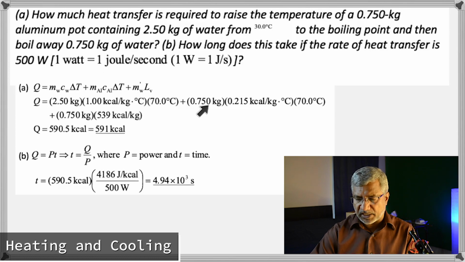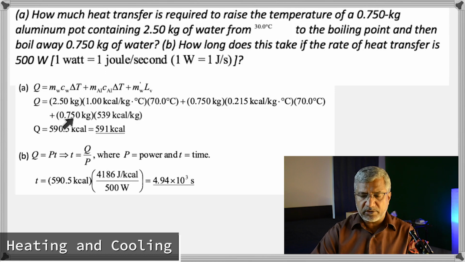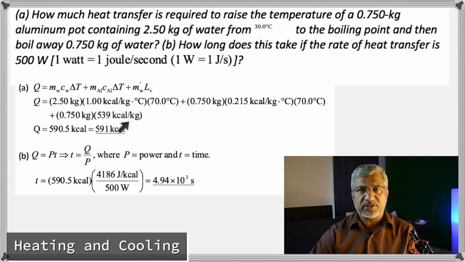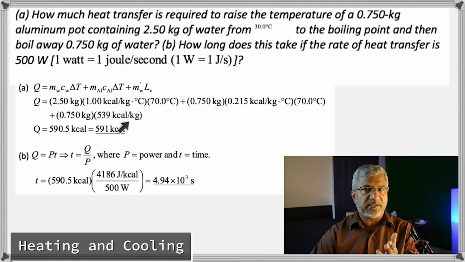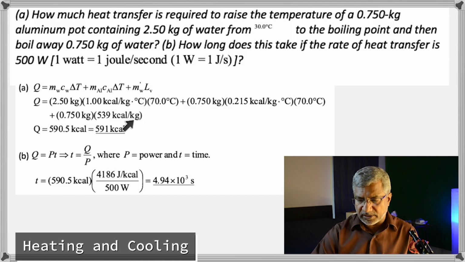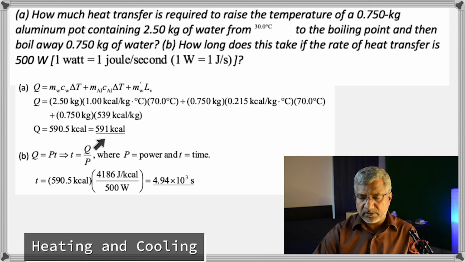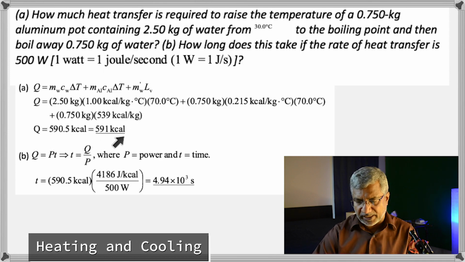And then for aluminum, mass of aluminum, specific heat of aluminum, and the same change in temperature. Okay, that's the second one, plus the mass of water that was boiled off, which was 0.750 kilogram. The problem states that. Times the latent heat of vaporization of water. Again, that's a constant that's given: 539 kilocalories per kilogram. When you do all those calculations, you get 591 kilocalories.